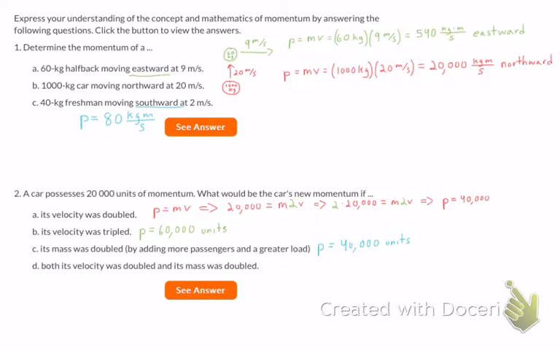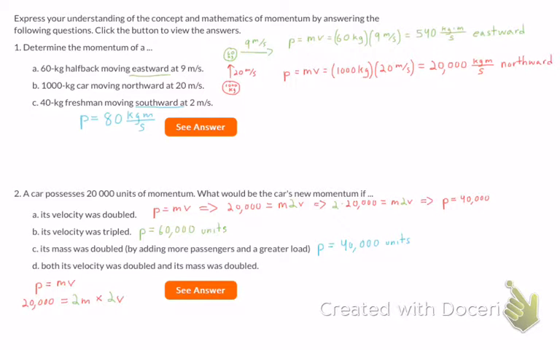I would like to do D, because I think it is a good problem. If we double the velocity and double the mass, what happens? Okay, well, let's write out the equation first. P equals m times v. And we know that P equals 20,000 units, so we'll put 20,000 units on the left. And what is happening to the right-hand side of the equation? Well, we want to double the velocity, so I'll double the velocity, and we want to double the mass, so double the mass, and that will be multiplied by doubling the velocity.